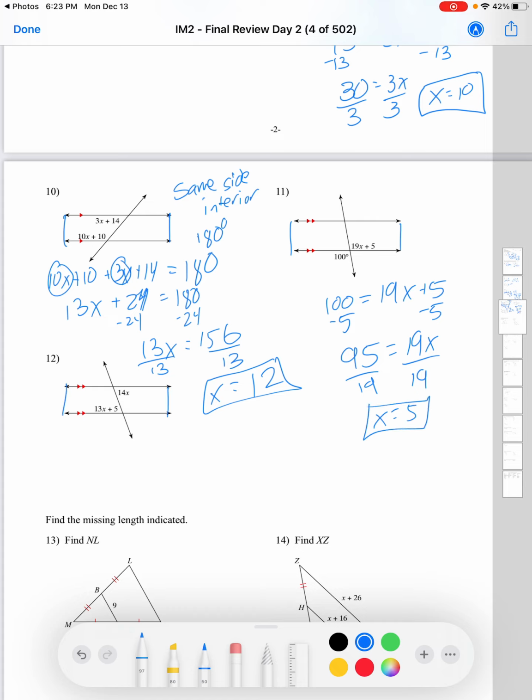Here, draw our house. These are interior, alternate interior, and those are equal. So 13x plus 5 equals 14x. Subtract 13x. 5 equals 1x. That's our answer.